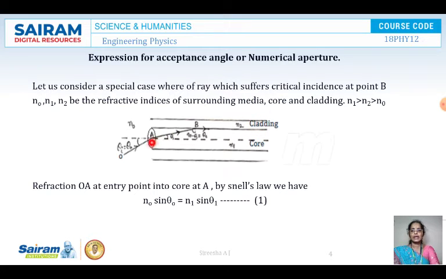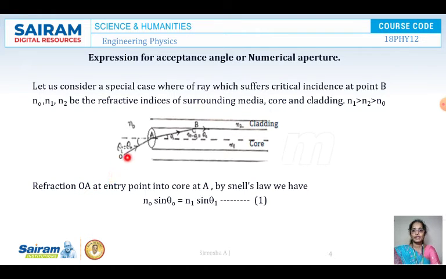Now point A is where the light ray enters the core, and B is where the light ray meets the core and cladding interface. For an angle of incidence at B equal to the critical angle, we are considering this case. And here the condition is N1 is greater than N2 is greater than N0. That is, N0 is a rarer medium and N2 is a little rarer medium. Between these two, N2 is the denser medium, but N1 is more dense. The refractive index of the core is more than the cladding. Then the cladding refractive index is greater than the refractive index of the medium where the optical fiber is placed.